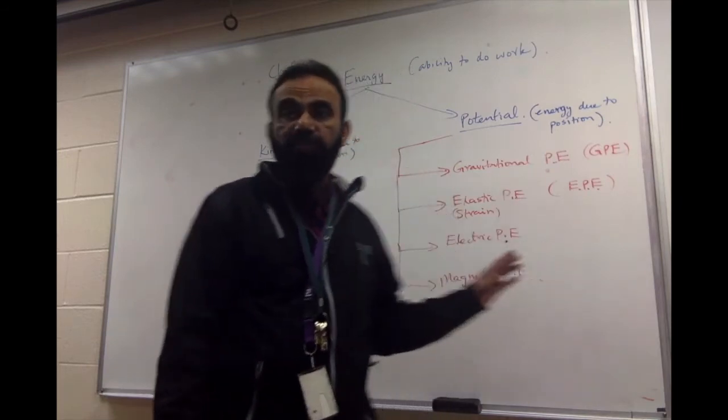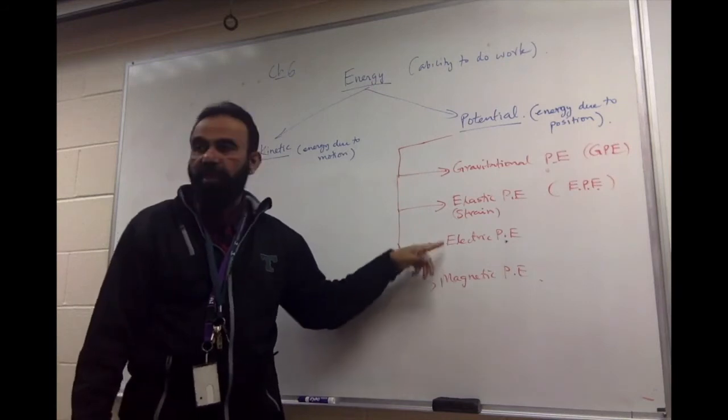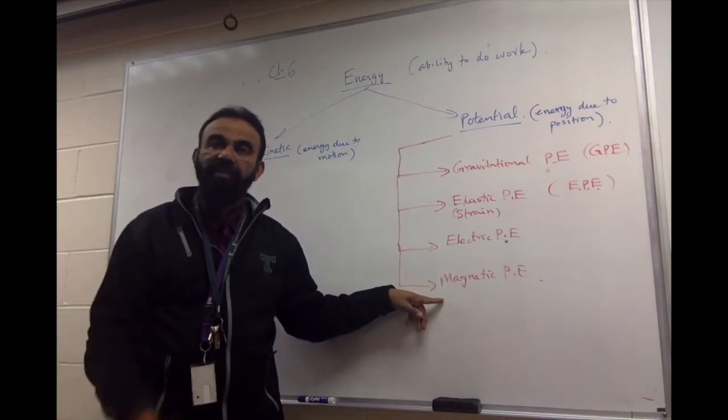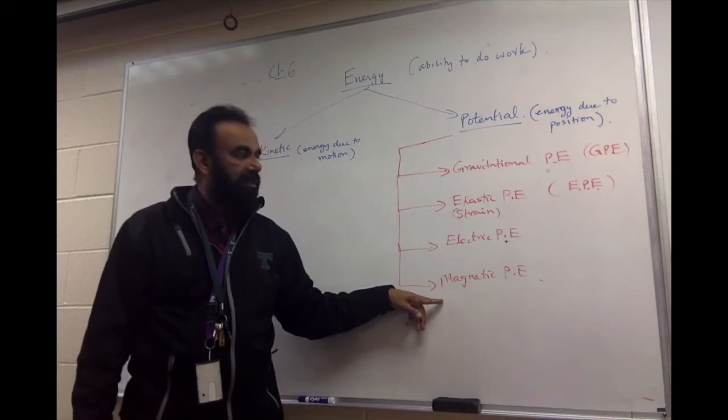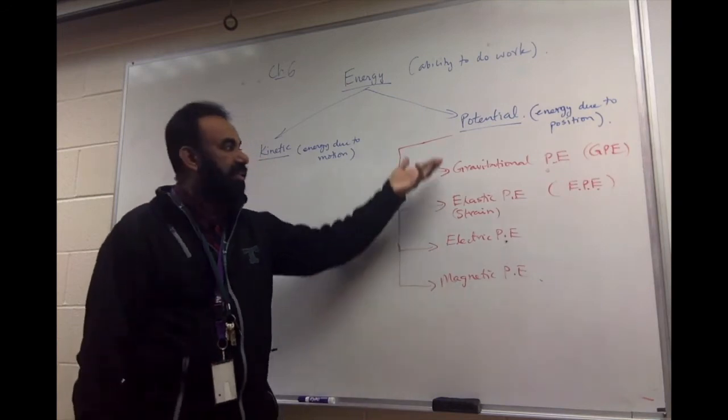Now, there are other forms of energy, like light energy. Light energy is also an electromagnetic form of energy. Right? Light is an electromagnetic form of energy. Chemical energy is of potential energy format.